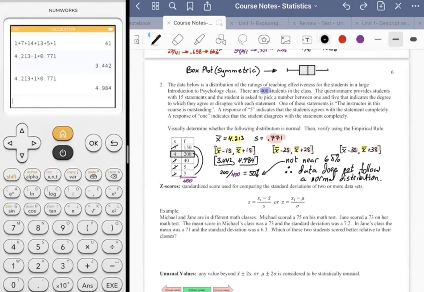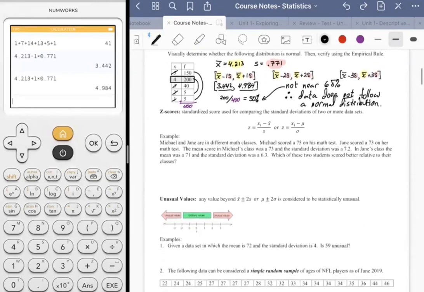All right. So with that in mind, we have these lovely formulas here. Z is equal to x sub i minus x bar over s, right? Just talking about the structure of that a little bit. The x sub i represents any individual data point.